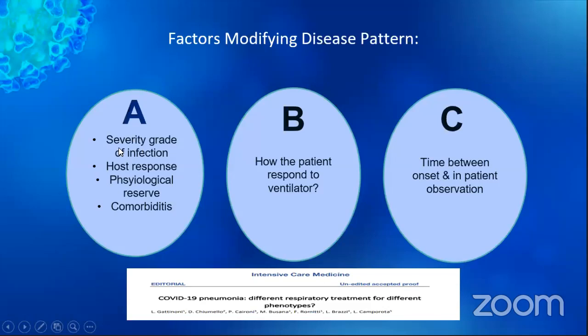the factor category A, they say the severity or grade of infection can affect or modify the disease pattern. Second, how the affected person responds to the infection, how much physical reserve he has, and what comorbidities he's having. Now, if the patient is intubated and on a ventilator, then the lung and ventilator interaction also plays a role, and overmanagement also plays a part in this pathophysiological process worsening or improving. And there is how much time passed between the onset and when the patient was observed in the hospital.